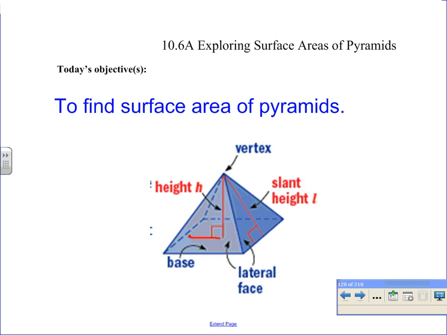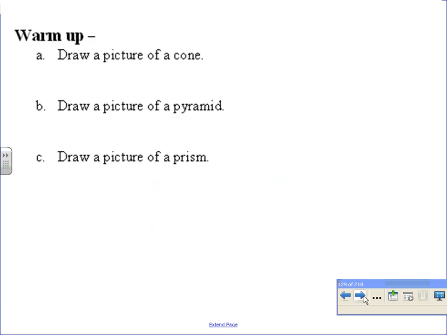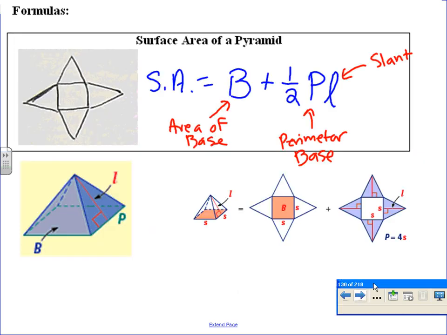So this one is more difficult than the cylinders. Okay, we are going to start with the formula, so everyone can jump to the formula. This formula is different, so we can't use 2B plus PH. We can't use 2B plus CH. Because a pyramid only has one base, instead of 2B, it's just B.